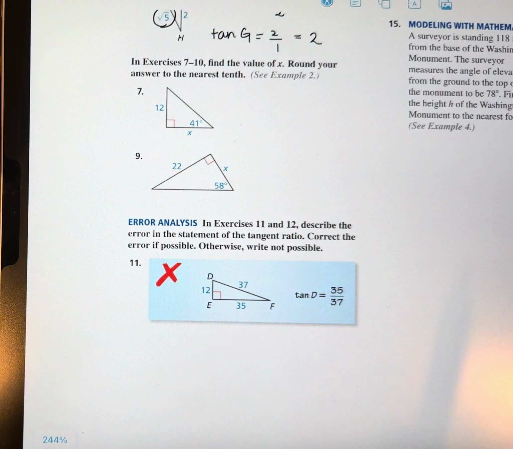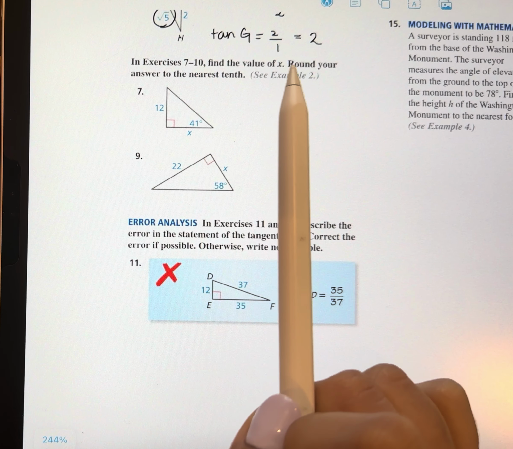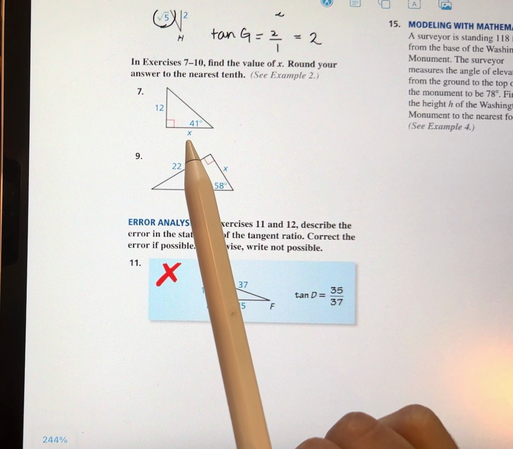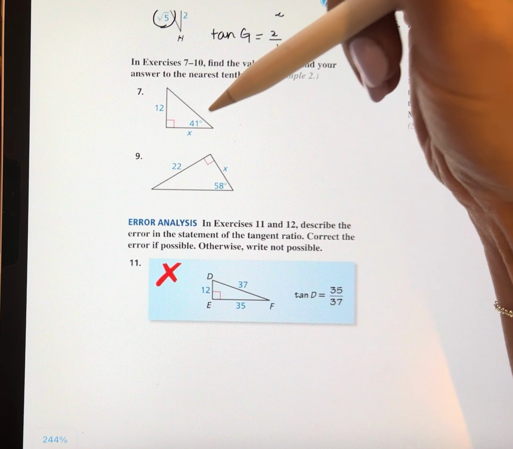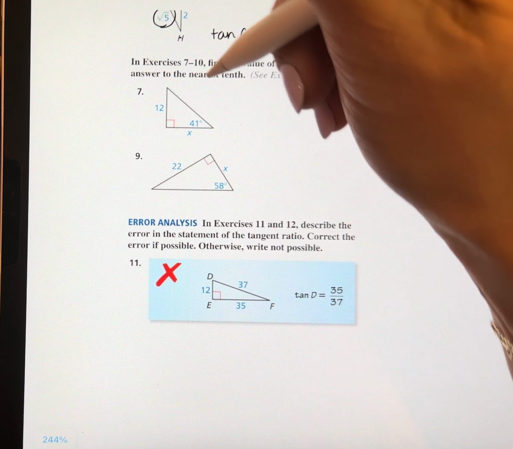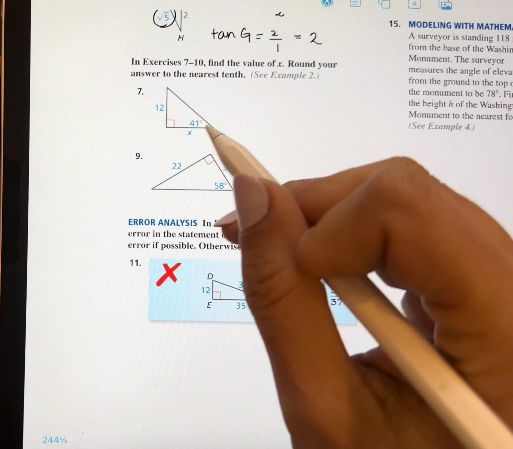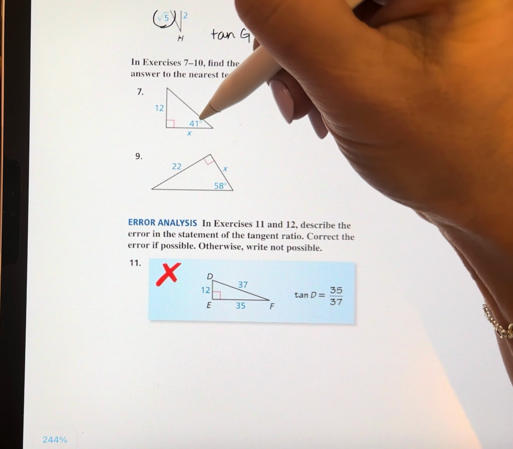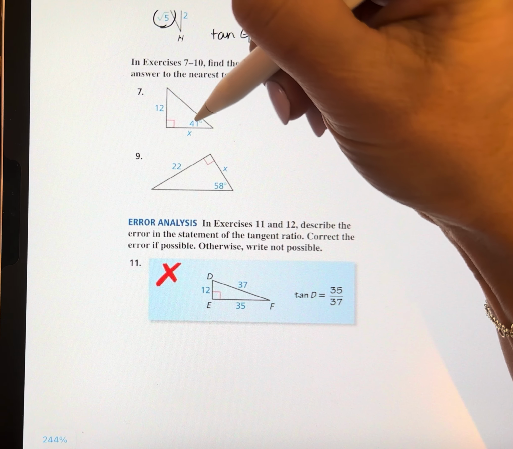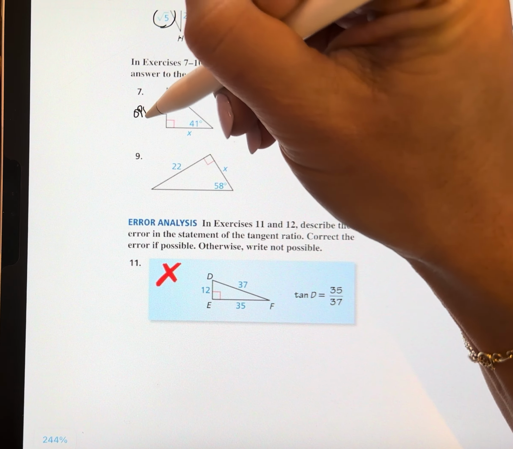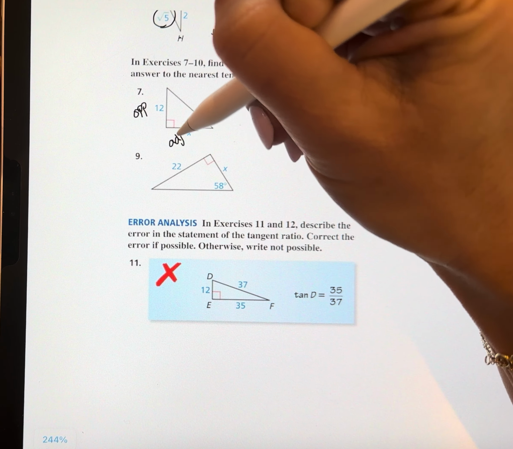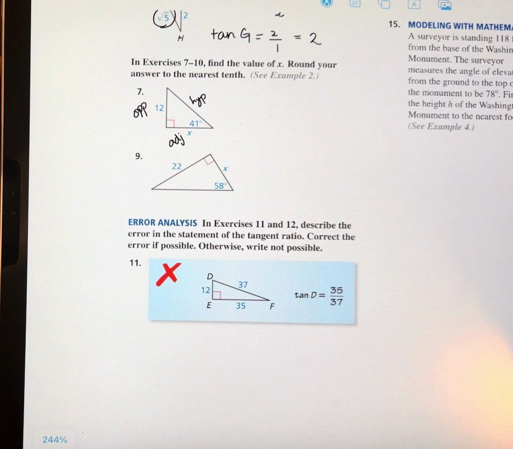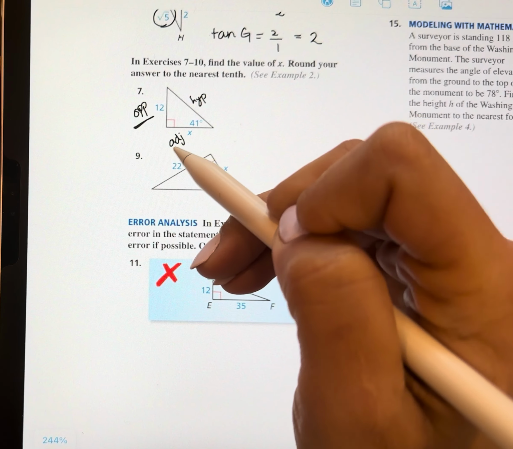Okay. So now, number 7 to 10, find x. Ooh, we're actually going to use tangent to find x. So what we do is we look at the angle we know, that's 41 degrees, and then we look at what sides we know in relation to it. If I'm standing at 41, I can see that I've got the opposite, and I've got the adjacent. This guy is the hypotenuse. So I have opposite and adjacent.